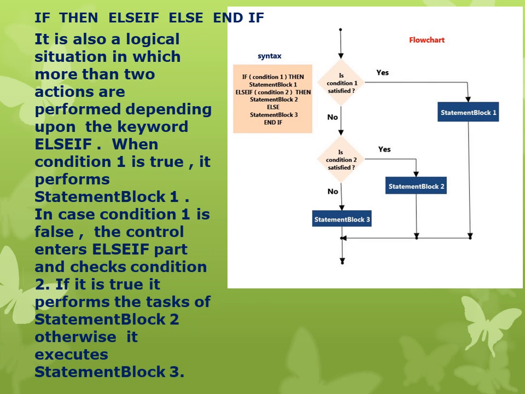The flowchart for If Then, ElseIf, Else, and End If is given. It is a logical situation in which more than two actions are performed depending upon the keyword ElseIf. When condition 1 is true, it performs statement block 1. In case condition 1 is false, the control enters the ElseIf part and checks condition 2. If it is true, it performs the tasks of statement block 2. Otherwise, it executes statement block 3.